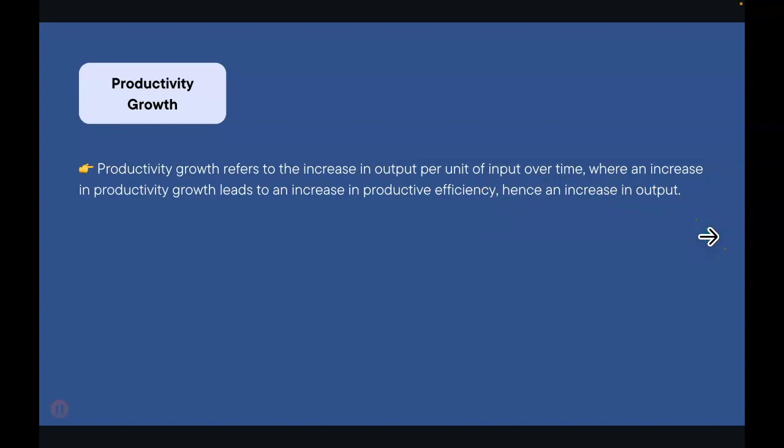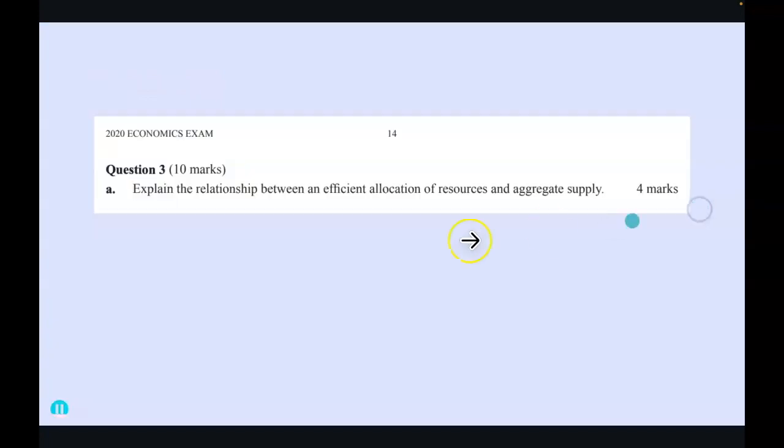So if we see improvements in productivity in our labour, in our land, in our capital, it means that we're able to reduce the cost of production per unit, okay? The average cost of each unit produced goes down. We're able to increase our output. We're shifting our aggregate supply curve to the right, okay?